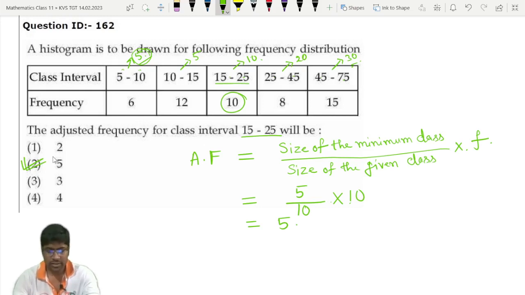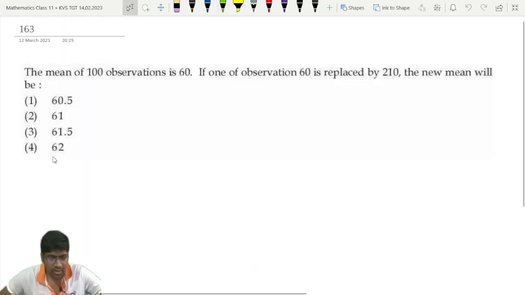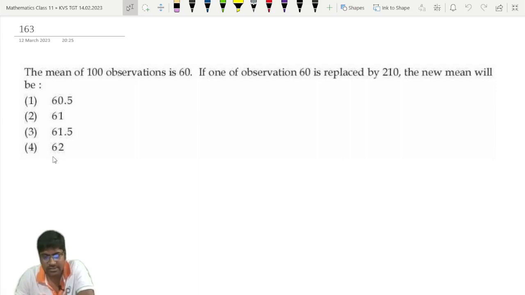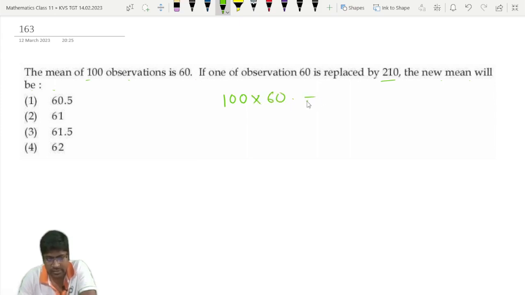Now let's move to the next question, question number 163. The mean of 100 observations is 60. If one of the observations, 60, is replaced by 210, then the new mean will be equal to what? The mean of the 100 observations is 60, so the total of 100 observations will be 100 into 60, that is equal to 6000.